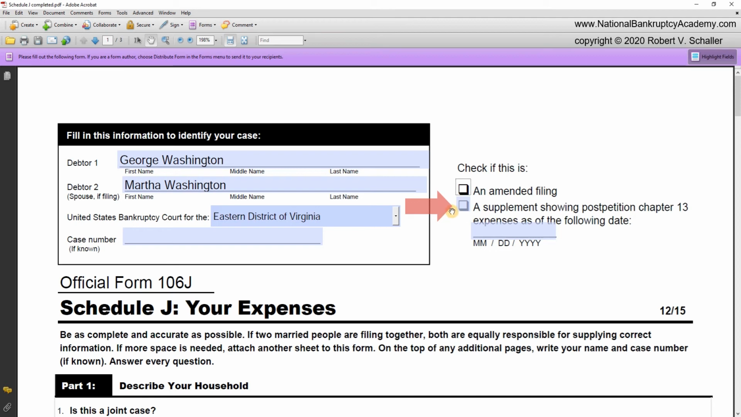And the second box says, a supplement showing post-petition Chapter 13 expenses as of the following date. This box would not apply to a Chapter 7 case, so I would uncheck the box.